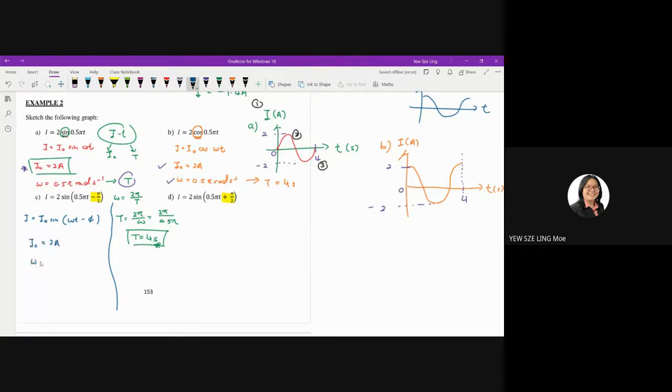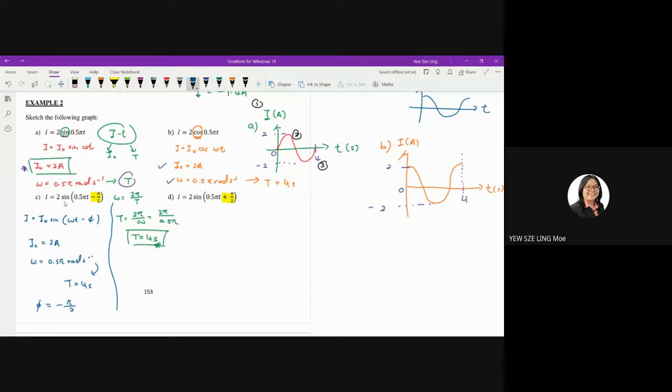I have omega equals 0.5 pi radian per second. From here, I then obtain t equals 4 seconds. And by comparison, I know that my graph now starts at -pi/2. Now, when it comes to this type of question, instead of graph shifting, like what we did in SEM 1, I think it will be easier if you try to look at the phasor diagram.